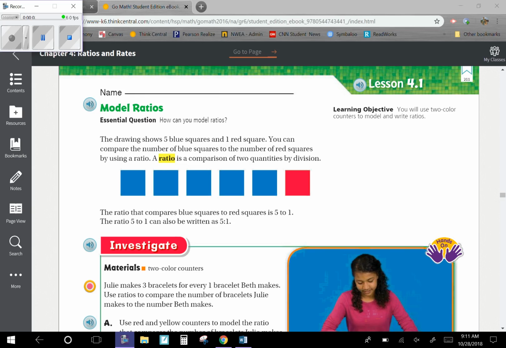For Lesson 1, Model Ratios. Our learning objective is that you will use 2 color counters to model and write ratios.